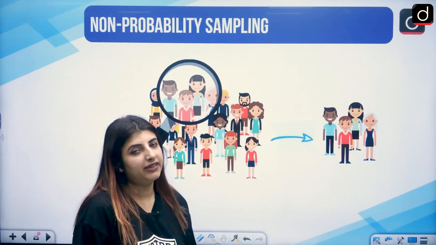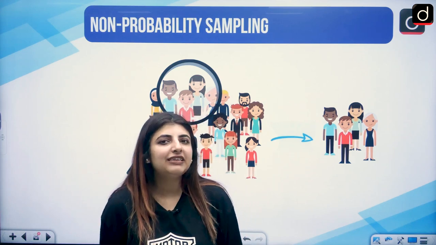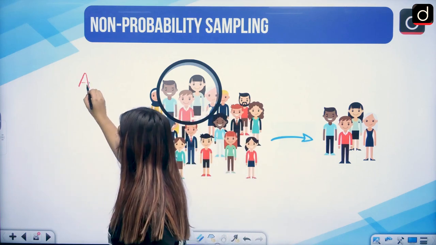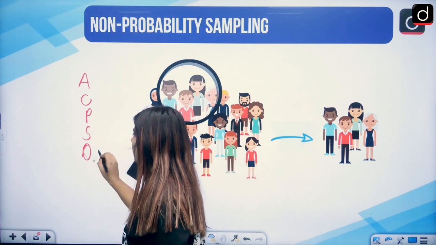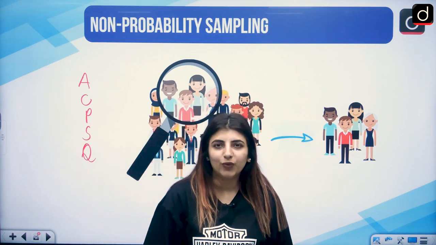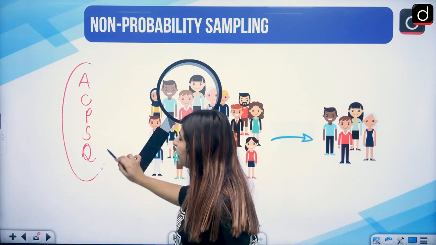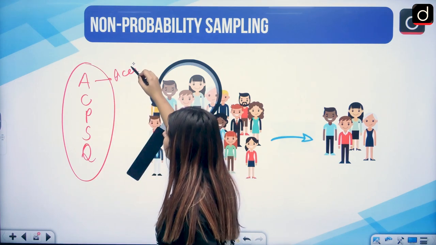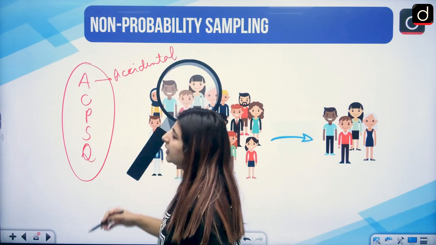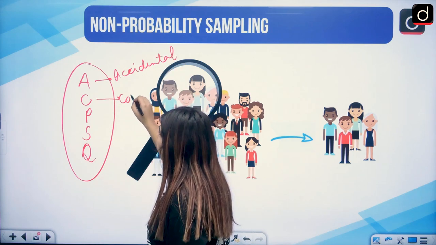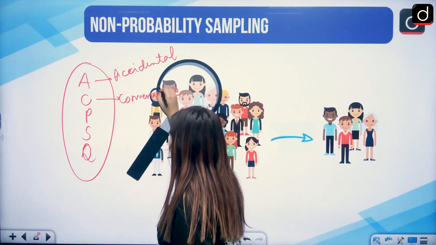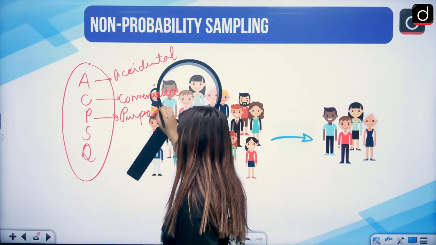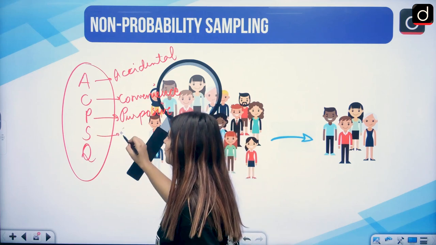Next comes the non-probability sampling technique. A funny way to memorize the different subtypes of non-probability sampling techniques is ACP, SAQ, right? So this is a funny acronym that I have brought forth here, in which A stands for accidental sampling, accidental non-random sampling. C stands for convenience. P stands for purposive, which is also known as judgment or judgmental sampling. S stands for snowball.